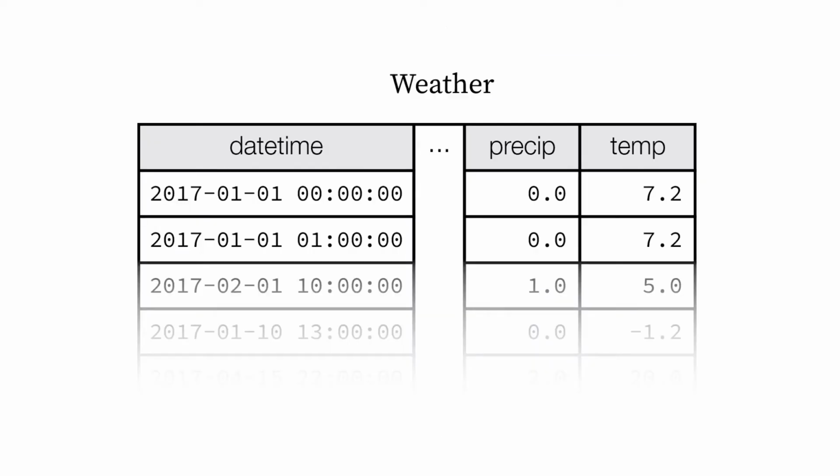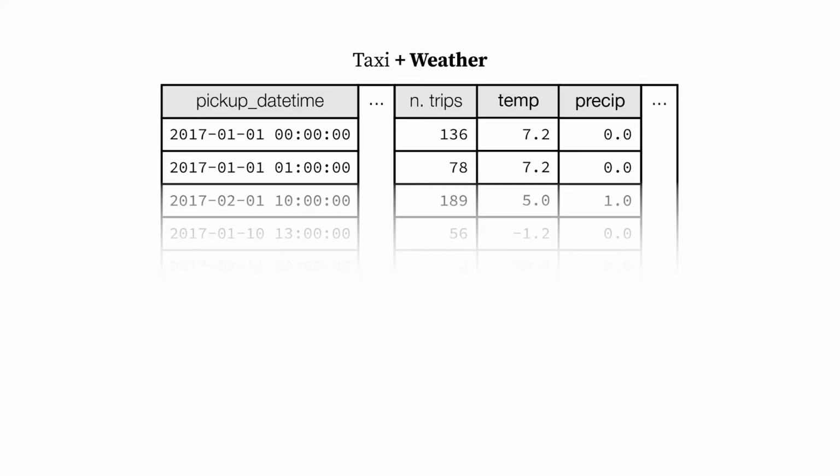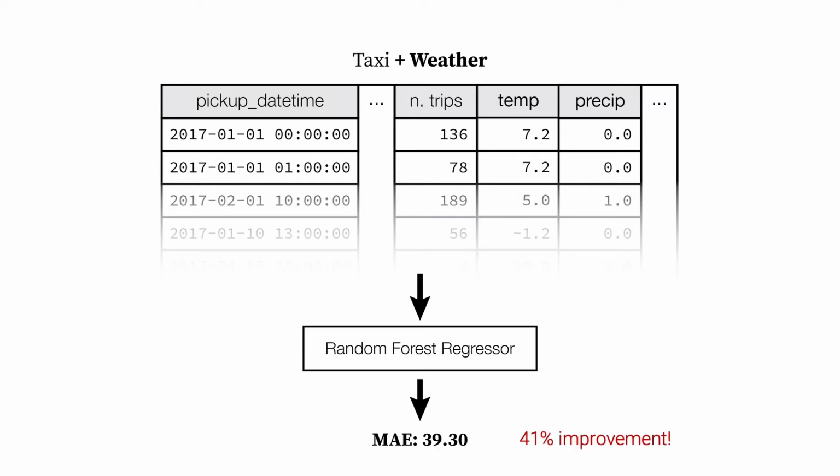She searched on multiple open data repositories, and she eventually found a dataset that contains weather indicators such as precipitation and temperature. She joined the dataset with her original data and retrained the same regression model. By adding these new features, she achieved a 41% improvement over the previous result.